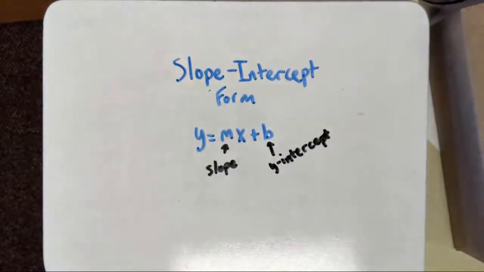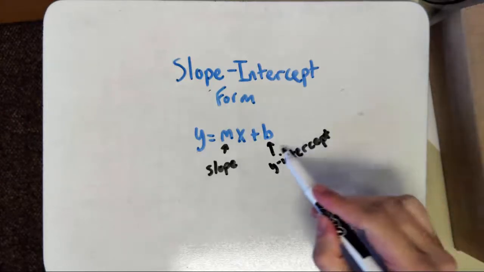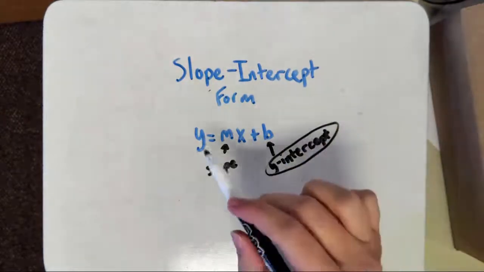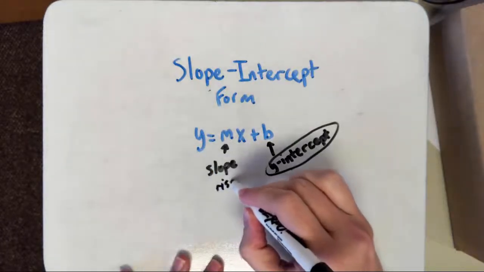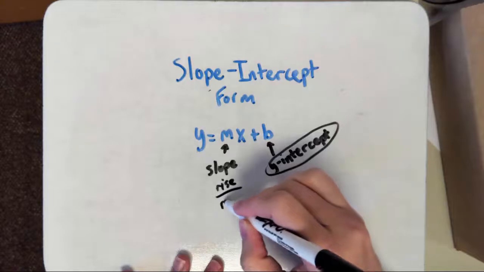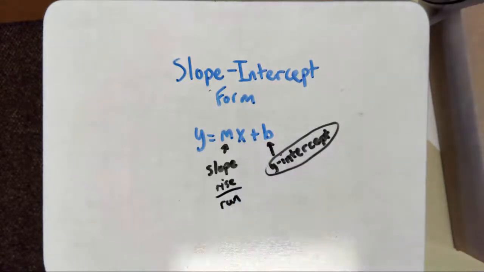So those two things that are in our equation, the slope and the y-intercept, are the very things that we need to be able to graph a unique line. We need a starting place, which is our y-intercept, and we need to know how much we're going up and over, which is our slope. Our slope is a fraction. It is our rise over our run, so the numerator tells us how much to go up or down, and the run is telling us how much to go left or right.